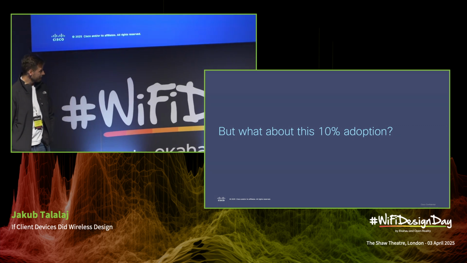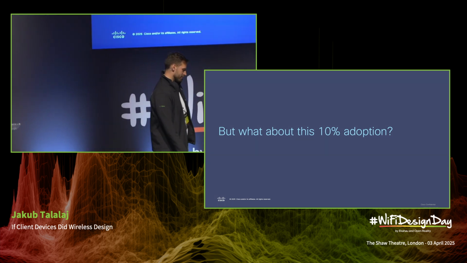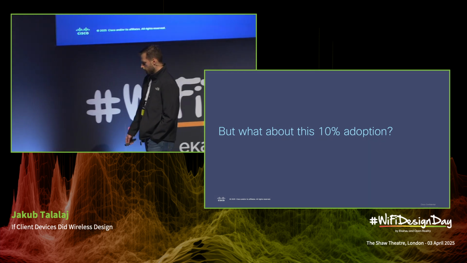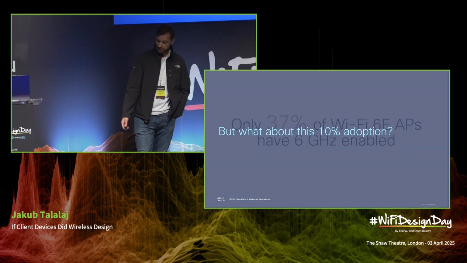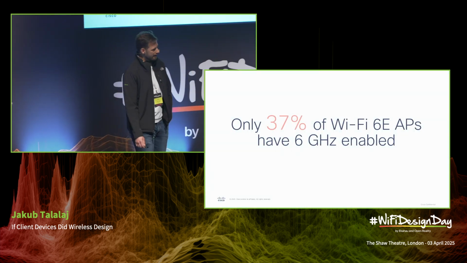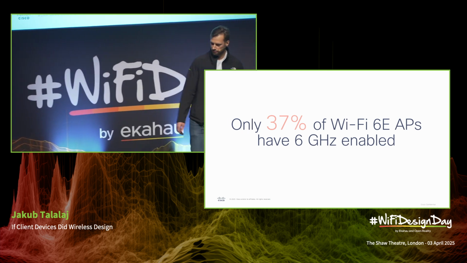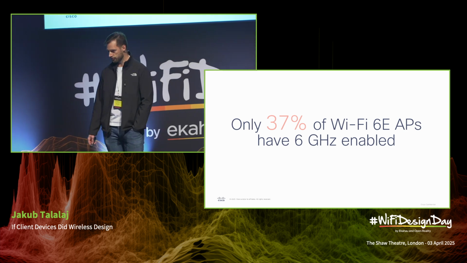But Jakub, what about the 10% adoption? So I work from Meraki where we do have access to a lot of data and we can analyze the trends. A couple of months ago, we decided to look into the adoption of 6 gigahertz, right? We have over 500,000 Wi-Fi 6E devices online as we speak. Only 37% of them have 6 gigahertz enabled in their RF profile, right?